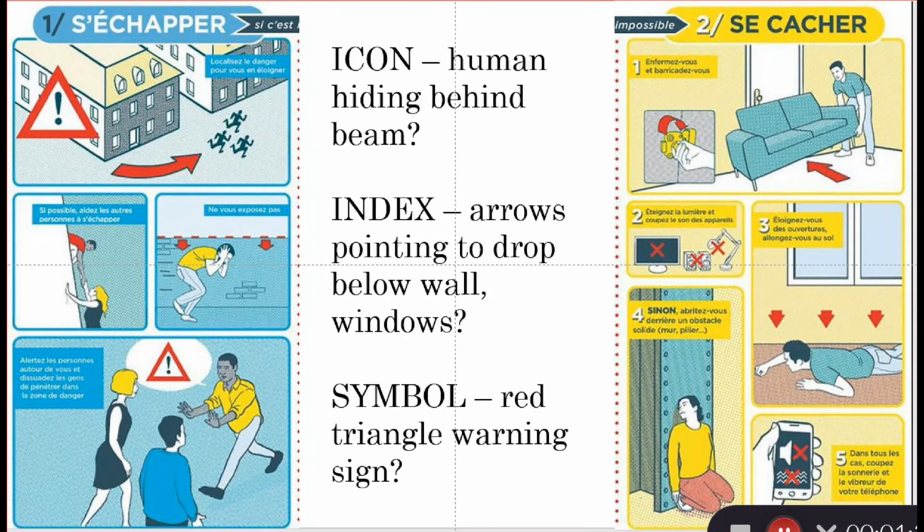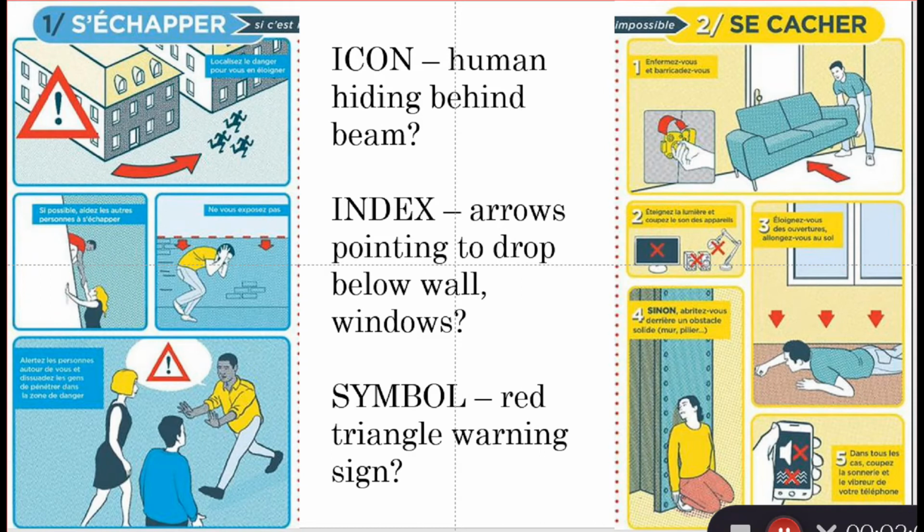And our amis over in France give us a lovely example online. This is from the French government about what you should do in the event of a terrorist attack. And I think that they're particularly talking about a mass shooting attack, right? So I've come up with some examples here, and again with the help of my semiotics expert buddy, Mike Ledgerwood.